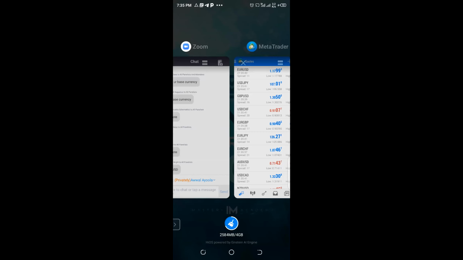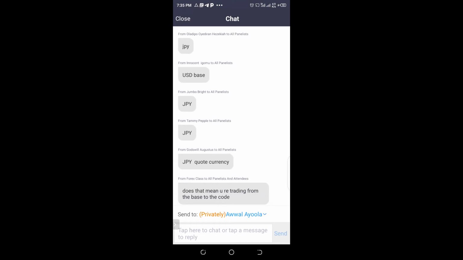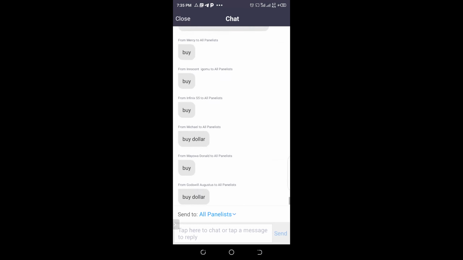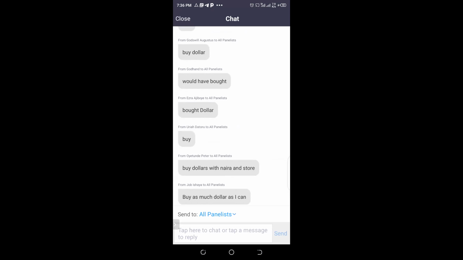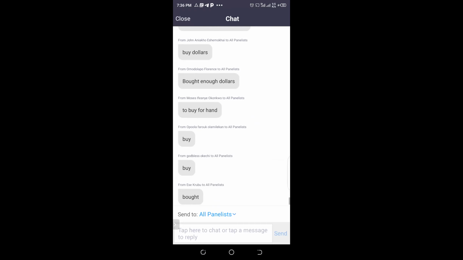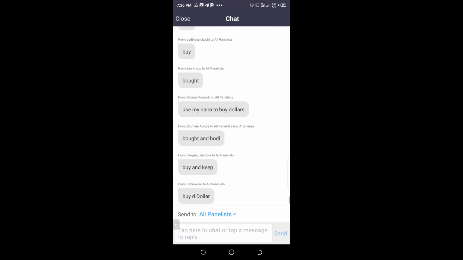Can somebody type it in the chat box? What would you have done 3 months ago? If you knew that the dollar was going to appreciate, exactly, you would have bought. You would have even asked your dad, your friends, can you lend me naira, I'm going to pay you, even if you want interest, I'm going to give you, because you know what you're doing, because you are thinking like an investor.